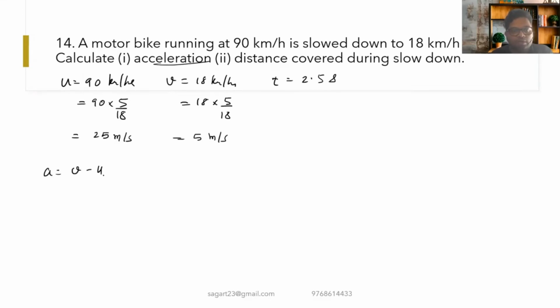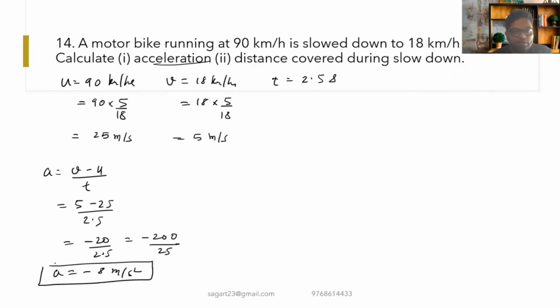So (v minus u) upon t. 5 minus 25 upon 2.5. That is minus 20 upon 2.5. Okay, so that will be 200 upon 25, minus 8 meter per second square. So that is the acceleration.